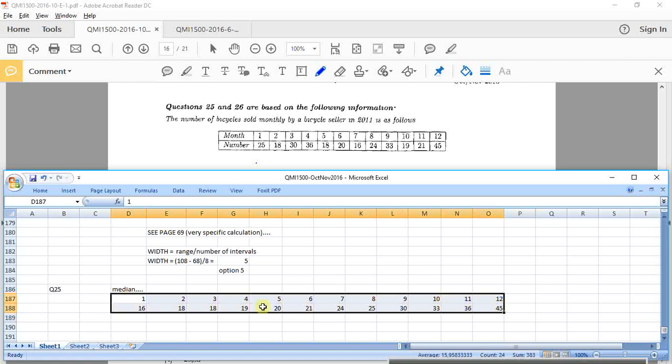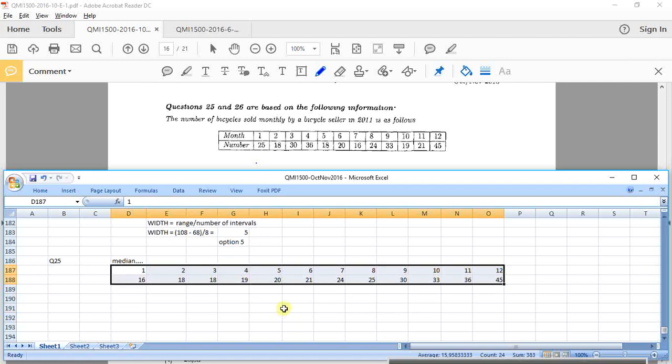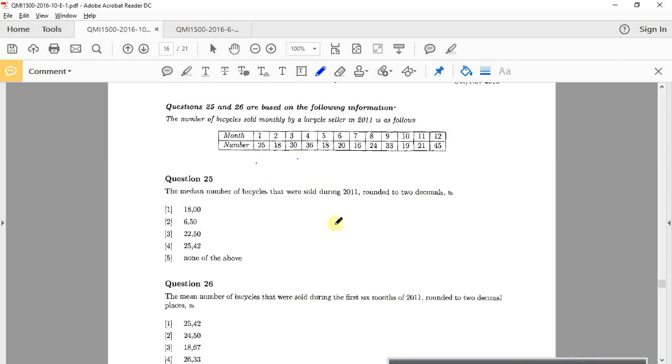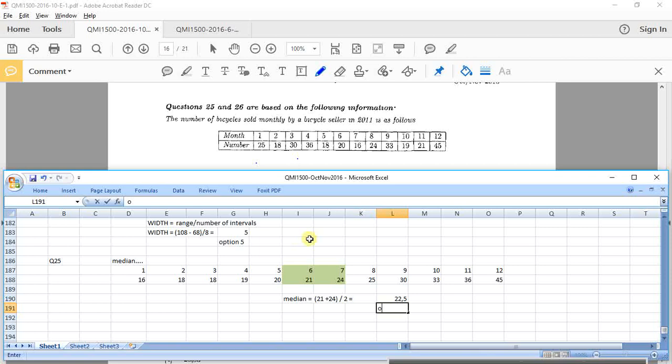Okay, so what's my median? My median point would have been the middle point. So I've got 6 here and I've got 6 there, so the middle point would have been between those two. Median equals brackets 21 plus 24, close brackets, divided by 2, which gives you 22.5. Option 3.